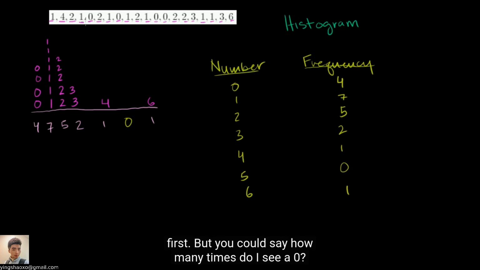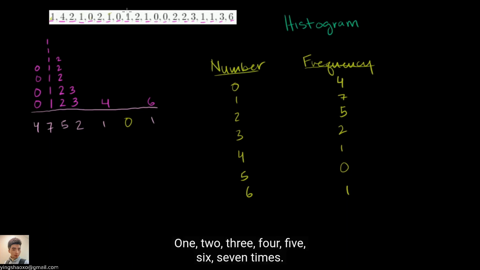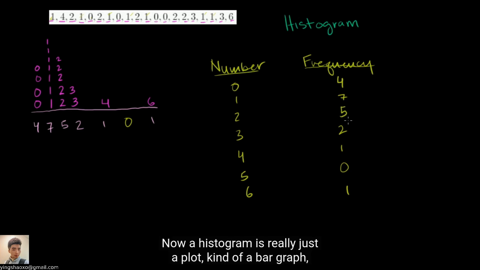You could say, how many times do I see a 0? I see it 1, 2, 3, 4. How many times do I see a 1? 1, 2, 3, 4, 5, 6, 7 times. That's what we mean by frequency. Now, a histogram is really just a kind of bar graph, plotting the frequency of each of these numbers. It's going to look a lot like the original I drew.